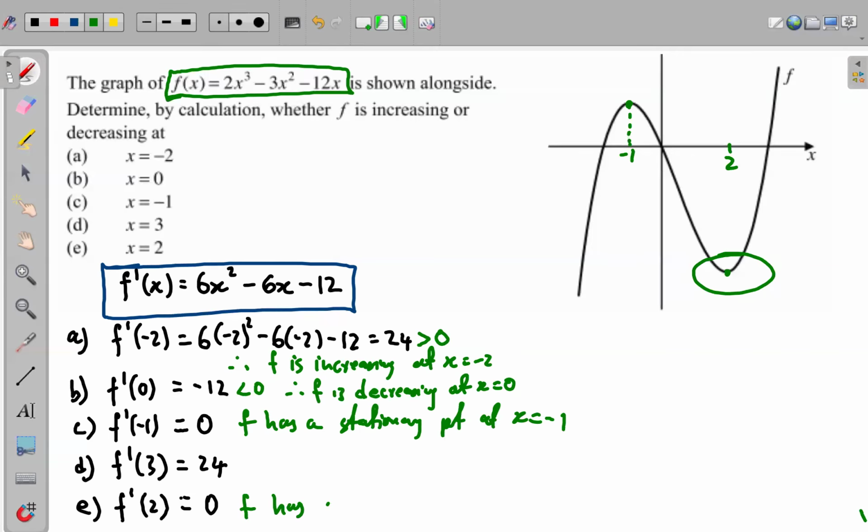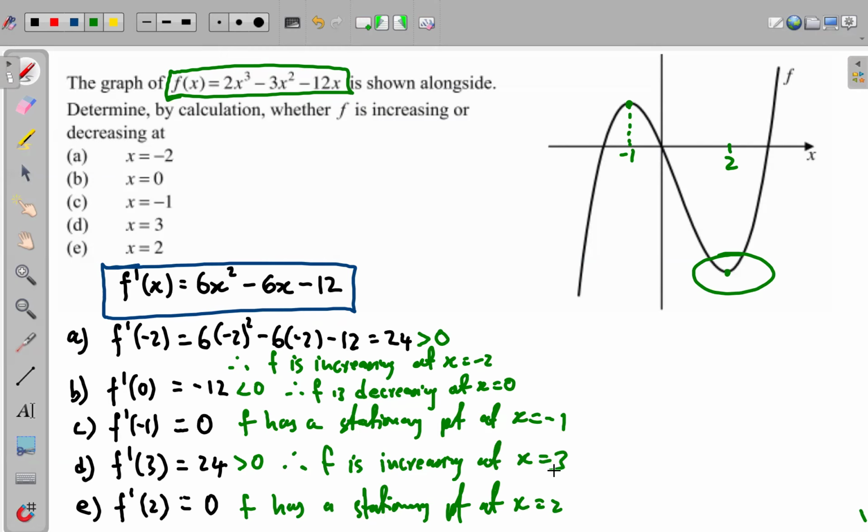F has a stationary point at x equals 2. It seems that's what we are getting. Now, F at 3, what is happening? Well, 24 is bigger than 0, so F is increasing. In other words, it must point upwards, right? It must go in an upward direction. F is increasing at x equals 3. So that's very important, right?